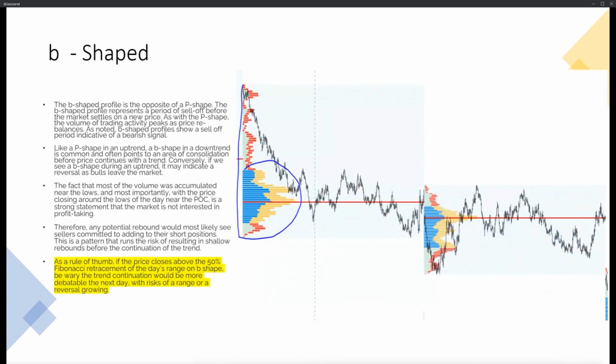Okay. So just like we talked about the P shape, everything's opposite for the B shape volume, a lowercase b shape volume profile here. Like I mentioned, if the price closes above the 50% fib on the day's range on the B shape, the trend would be more debatable the next day. It probably will not continue. If the price closes below that 50%, there's a higher chance it's going to continue down, and then you can use the POC to try to figure out where we are and where we can expect the rejection to be.